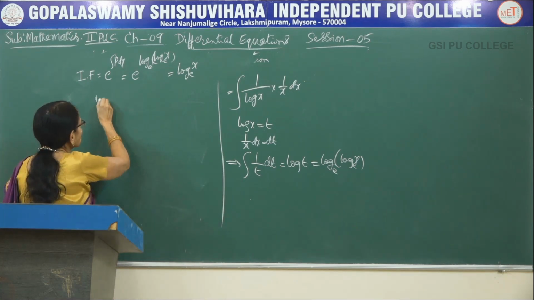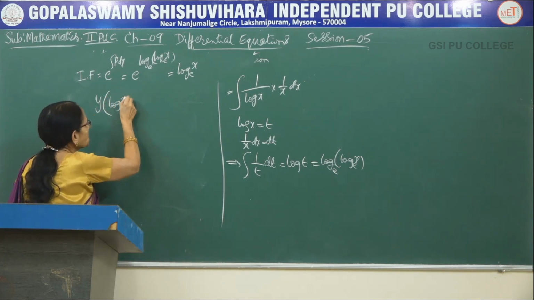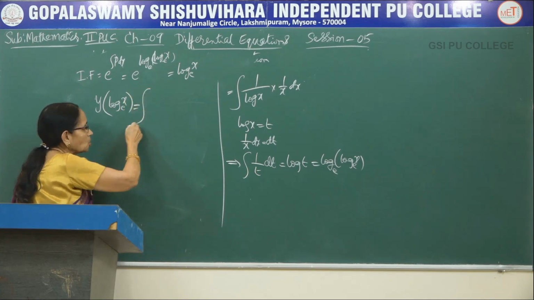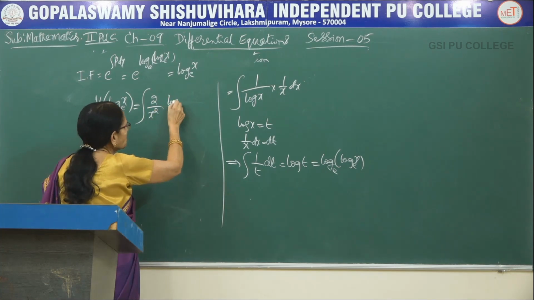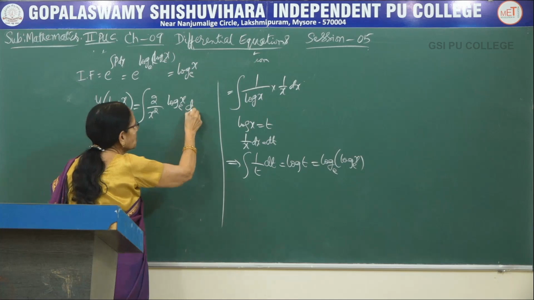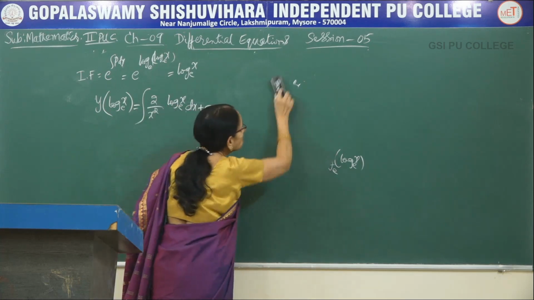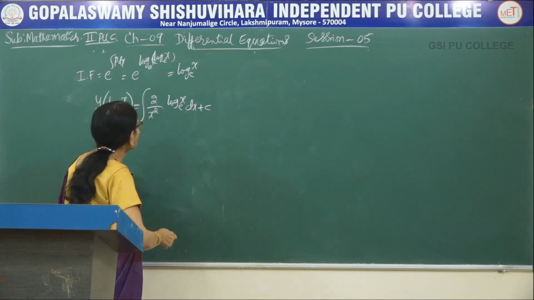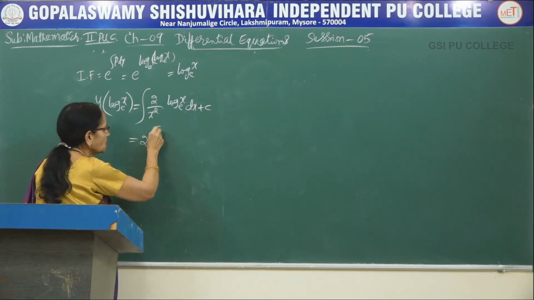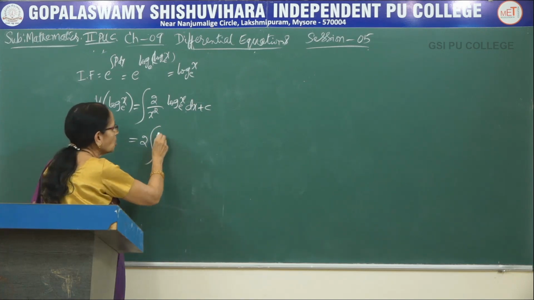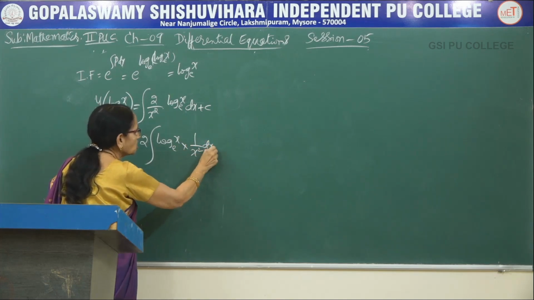Now let me write the solution. What is the solution? y into integrating factor, which is log x, is equal to integral of q into integrating factor into dx plus the constant of integration. What is q here? 2 by x square, into log x, the integrating factor, into dx. The left hand side is already an integrated function, the right hand side we have to integrate. Let me rewrite the function: take 2 outside, write it as log x into 1 by x square into dx.